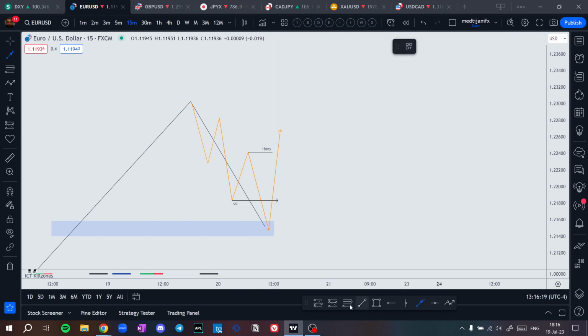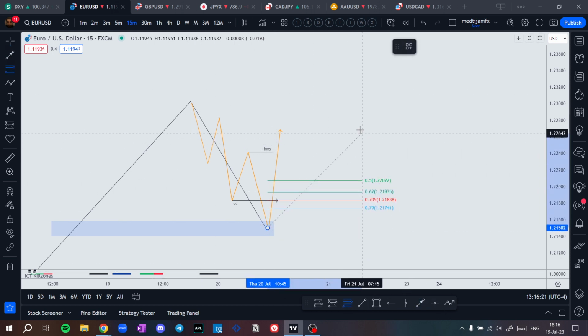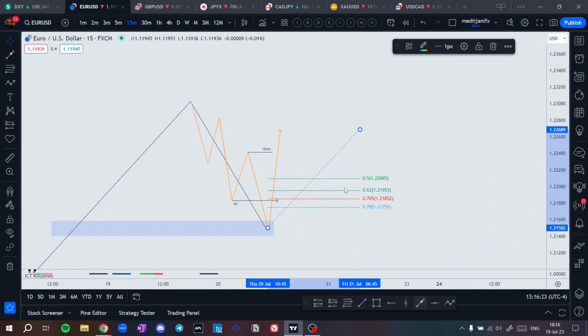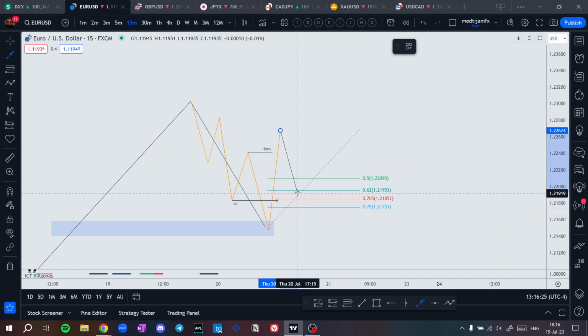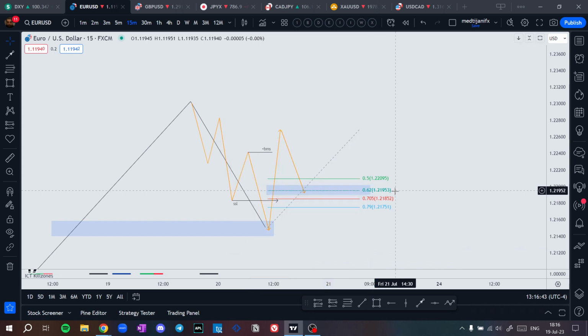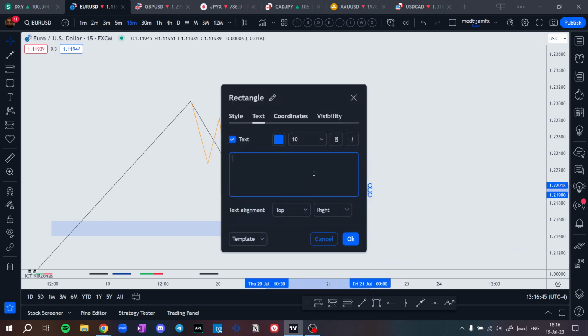I'm waiting for price to drop to discount ranges, something like this. That's what I'm waiting for. Then I'm gonna drop to the 15-minute time frame. Once price is at discount at optimal trade entry, maybe we have a 1-hour FVG somewhere here, right? Maybe we have a 1-hour FVG.